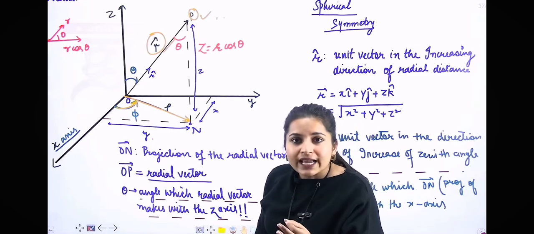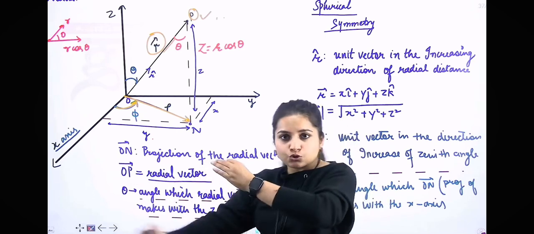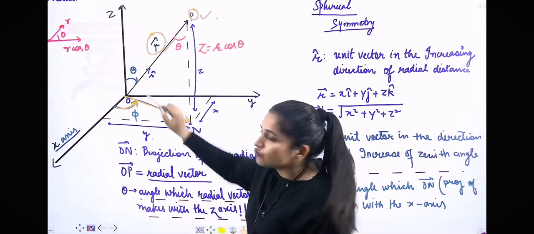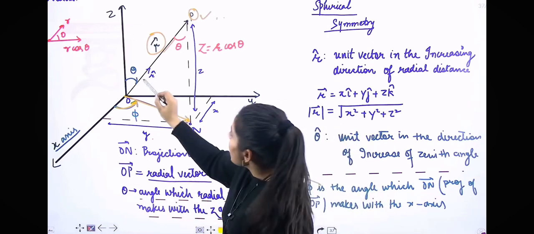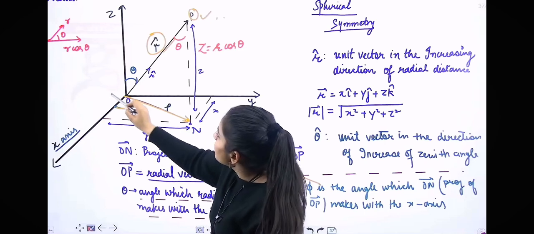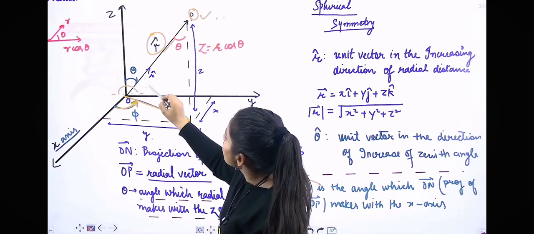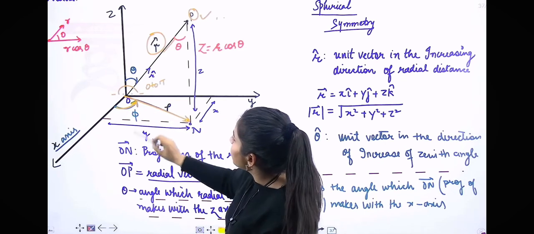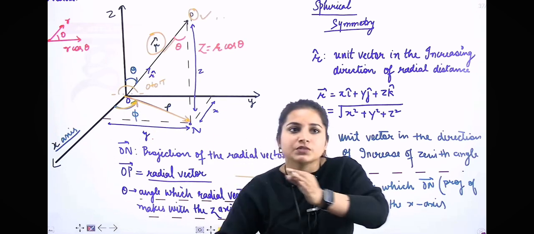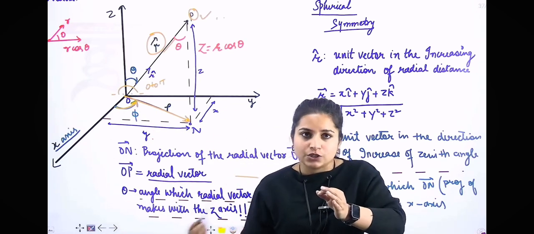Now this phi angle can range from 0 to 2 pi, but this theta can range from 0 to pi only, because it can go here, it can go here. Only this can take values from 0 to pi, but this phi can take values from 0 to 360, that is 0 to 2 pi values.